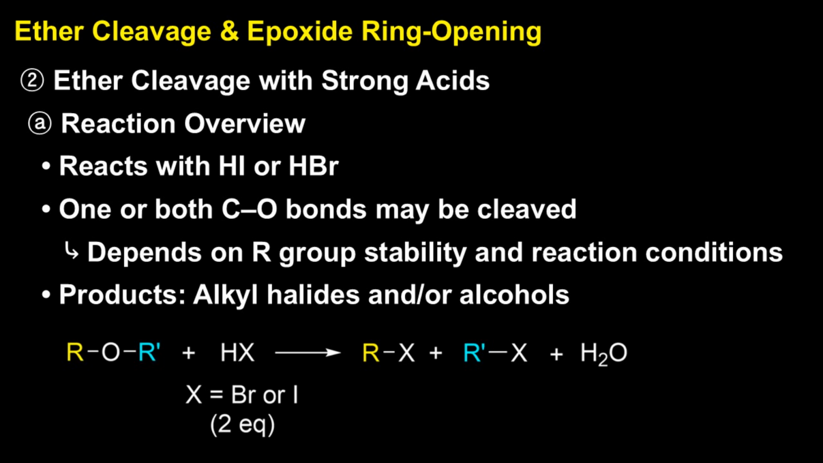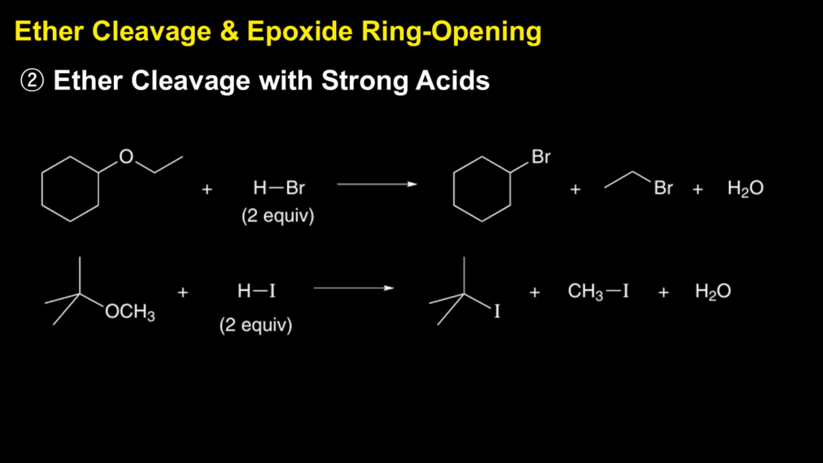In the end, you'll get alkyl halides and alcohols. Or if both sides react, you can get two alkyl halides plus water. So when you treat ROR' with excess HX, you end up with RX, R'X, and a molecule of water. Now let's look at a couple of examples to see how this actually plays out.